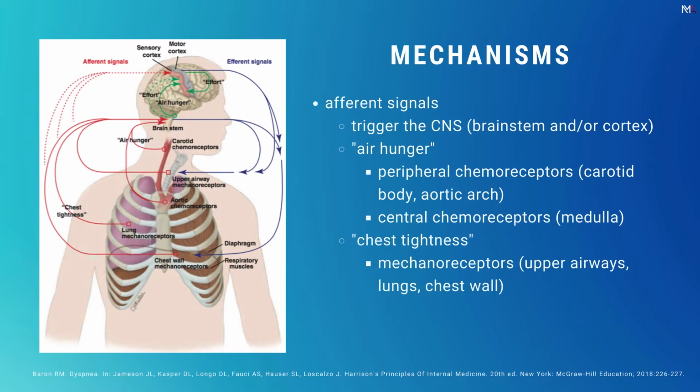The sense of chest tightness is derived from signals coming from the mechanoreceptors found in the upper airways, lungs, and chest wall. These are activated in the setting of increased workload.